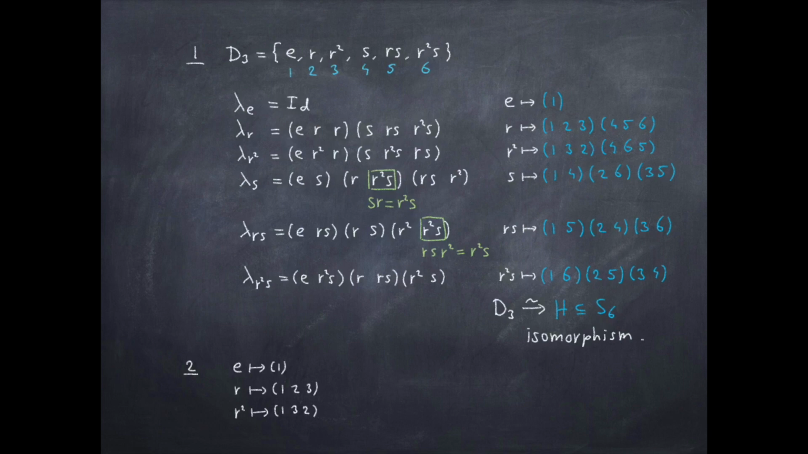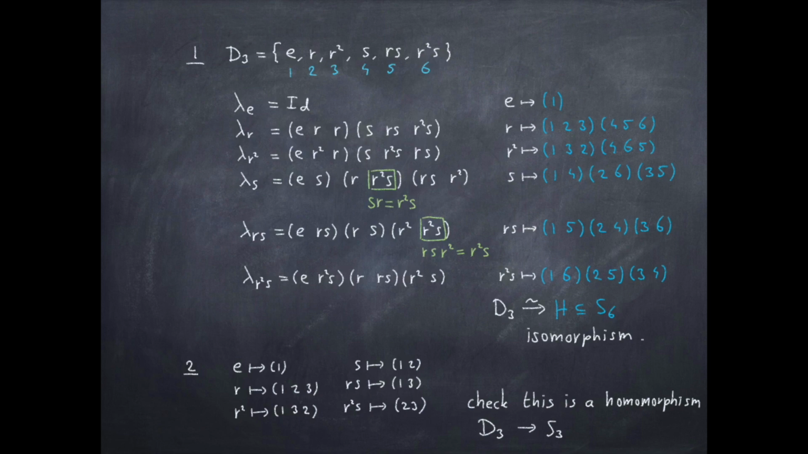The second exercise shows that the number 6 is not optimal. D3 is not only isomorphic to a subgroup of S6, it is also isomorphic to a subgroup of S3. In fact, it is equal to S3. An explicit isomorphism from D3 to S3 is given here.